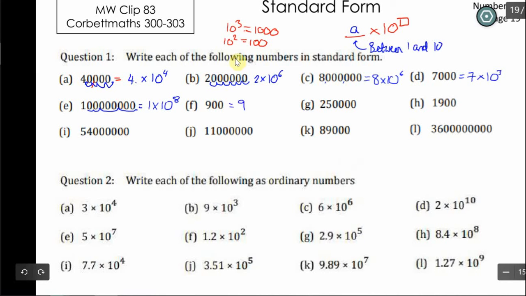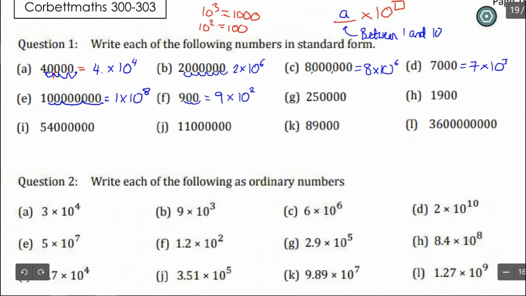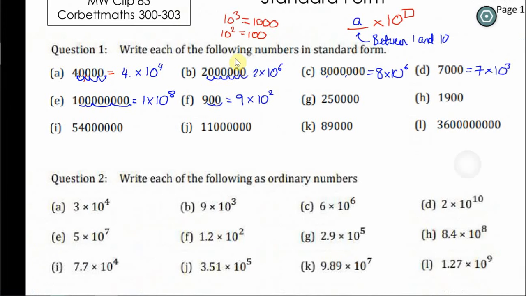900 is 9 times 10 to the power of 2. And if you think about 10 to the power of 2, that is 100. So 9 times 100 is 900. Now, this is the first one with a couple of digits, rather than just one digit.